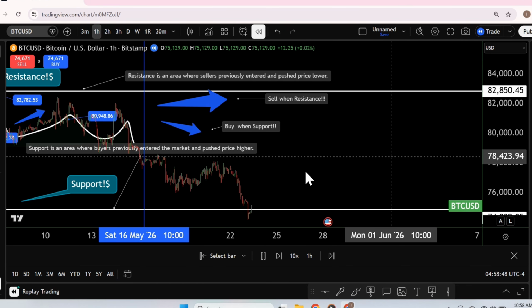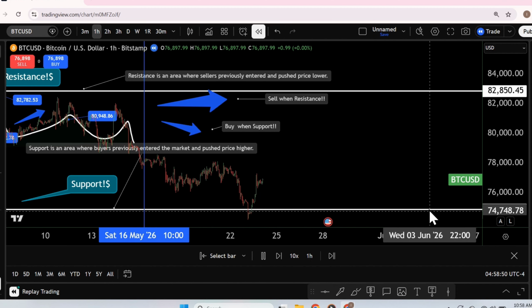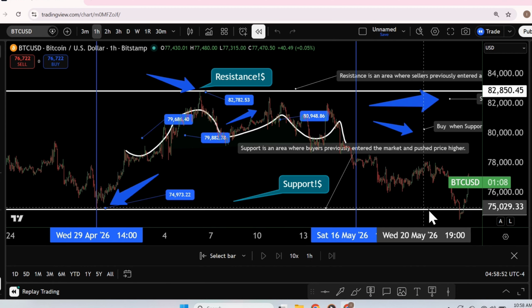And remember, the goal is not predicting every move perfectly. The goal is understanding market structure, managing risk, and making smarter trading decisions over time.